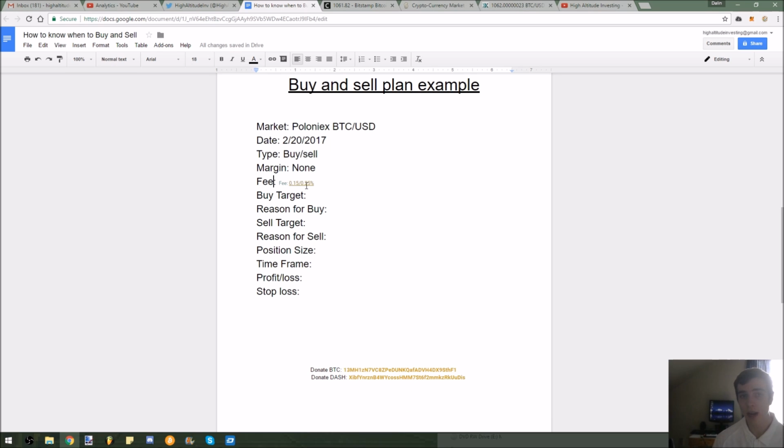And then the fee for the trade will only be this, and actually you have to put x2, because it's going to be 2 times the fee because I have to make the trade twice.